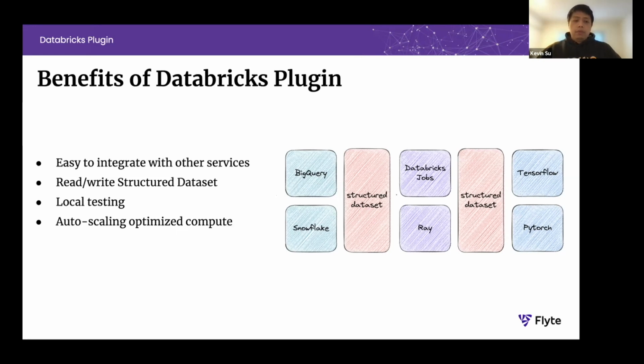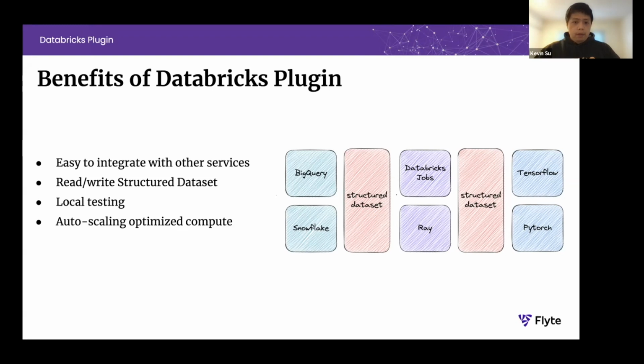And so, you already integrate with Spark. We already have a Spark transformer, so you can easily play around with your structured dataset. Another important feature is local testing, which allows you to iterate on your Spark workflow locally more quickly. And auto scaling is one of the features in Databricks, which helps you run your job more cost efficiently.